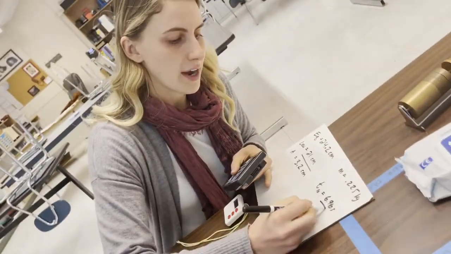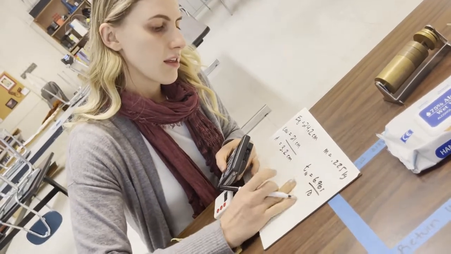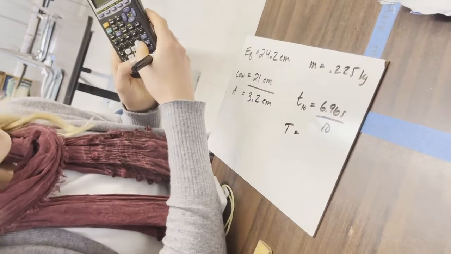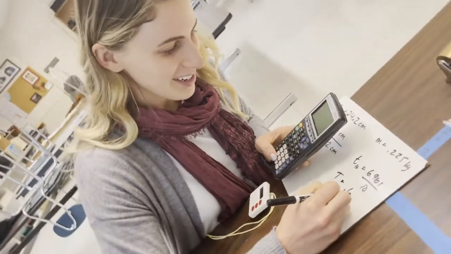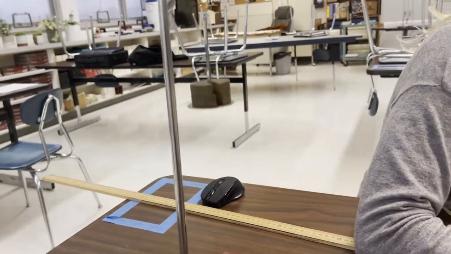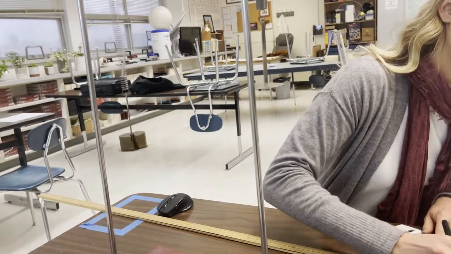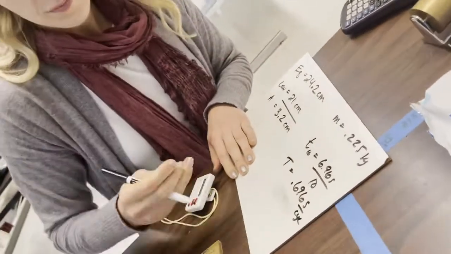Period is the time for one cycle. So I can just divide the time for 10 cycles by 10 to get my period, right? So 6.96 divided by 10. And what do I get? Thank God for calculators. Seconds per cycle. So that's 0.696 seconds per cycle.